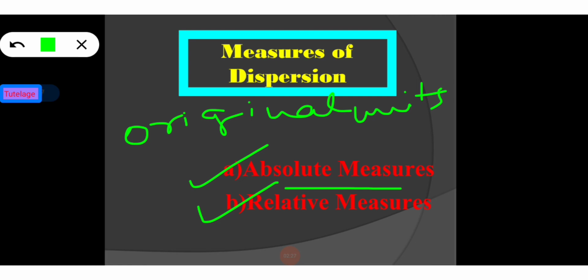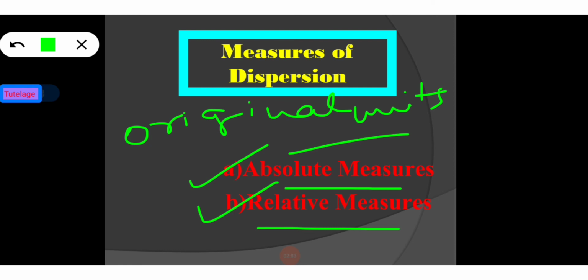For example, if the data relates to height in meters and centimeters, these measures of dispersion are also in the same unit, which is known as an absolute measure. Basically, absolute measures are expressed in terms of the original units of the series. Clear? Now move on to the second measure of dispersion, that is relative measures of dispersion.